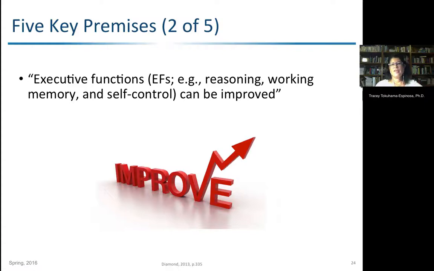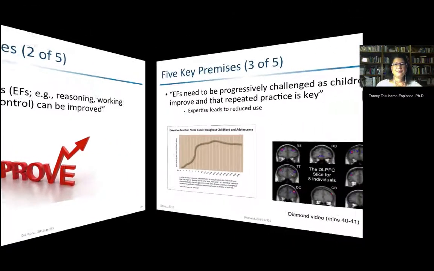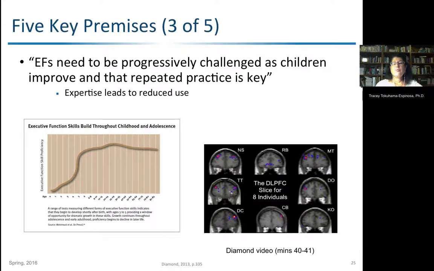Secondly, executive functions, including reasoning, working memory, self-control, can always be improved. So it's not that you reach a peak and then you freeze. You can always improve executive functions throughout the lifespan. Third, executive functions need to be progressively challenged as children improve, which means that repeated practice is really the key. So you cannot just say, okay, I've mastered executive functions. Throughout the lifespan, you have to also increase the activity that you do. You have to get progressively more difficult in all of these different tasks, in working memory tasks, in inhibitory control tasks, as well as cognitive flexibility.